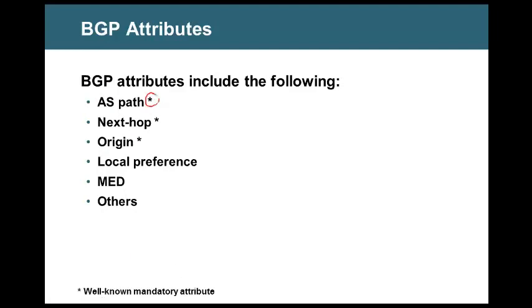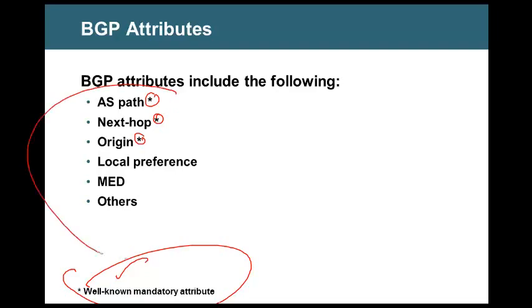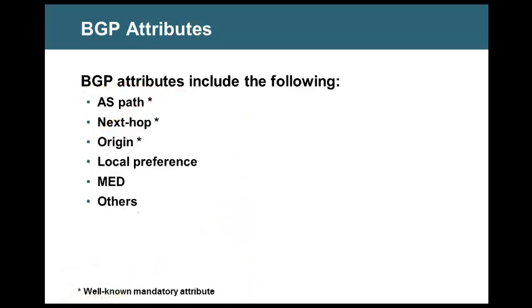So the ones with a star are called well-known mandatory. They should be there. You cannot have any update without these three, and they are very popular with all vendors. AS path. This is not the order; they have just written it not in order. So AS path, next hop, origin. Origin, not origin code. So these are mandatory, and these are well known. You can see them in every vendor.